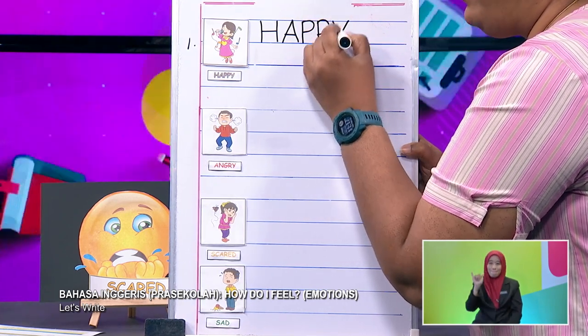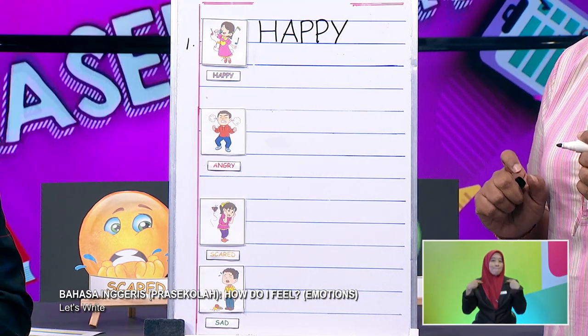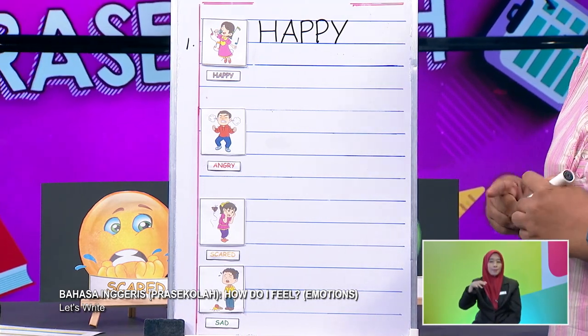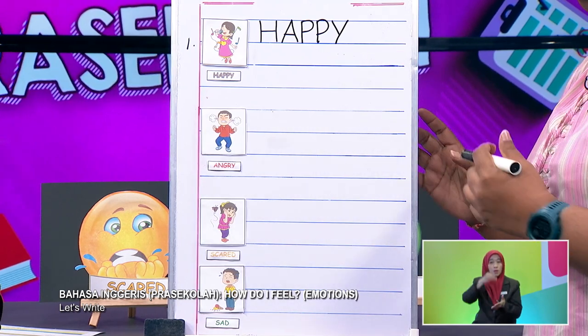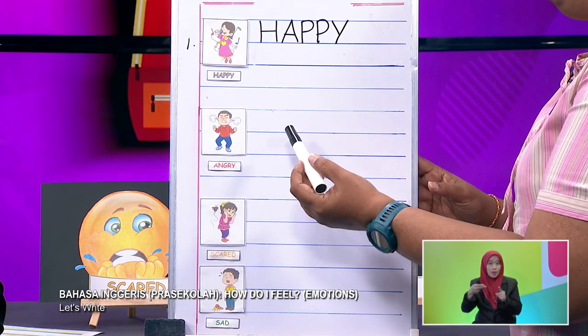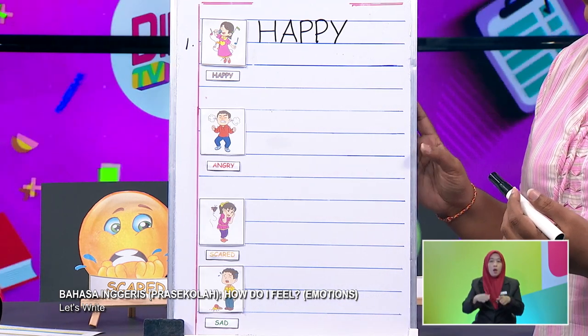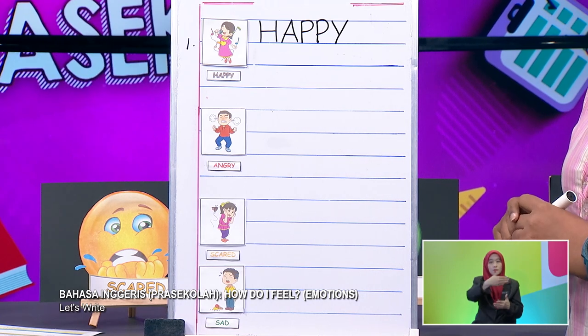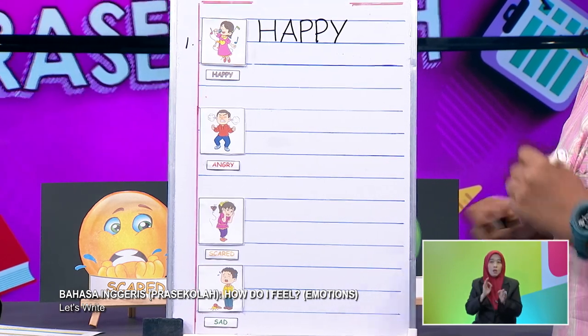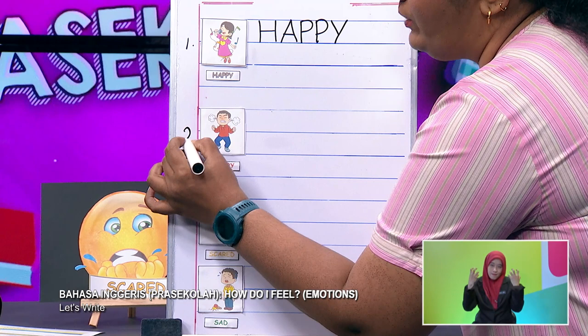H, A, P, and Y. Very good. Okay, we will practice writing using capital letters. Once we have learned how to write using capital letters, we can learn to write small letters, okay? Right. So the next picture, what is the next picture, Shafika? It's angry, teacher. Angry, okay, so we write number two here.